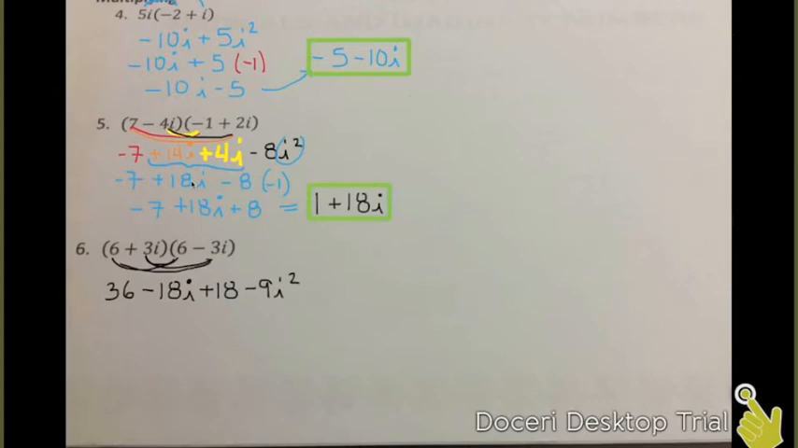When we go ahead and simplify that down, that i squared again is going to turn into a negative 1. Our inners and our outers in this case are actually going to cancel out. Oops, I forgot to write my i on there. Because we have negative 18i plus 18i, so those cancel. So we have 36 minus 9 times negative 1, which is 36 plus 9, or 45 is our final answer.